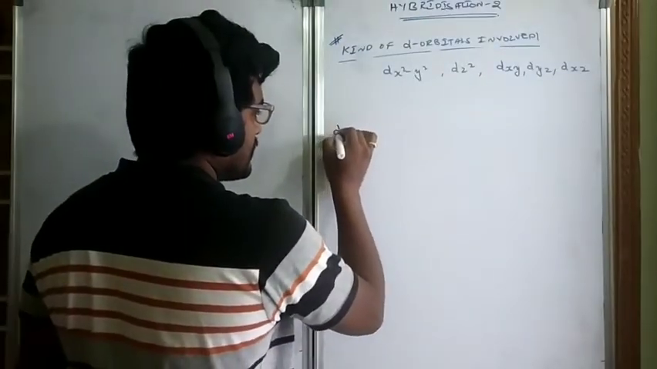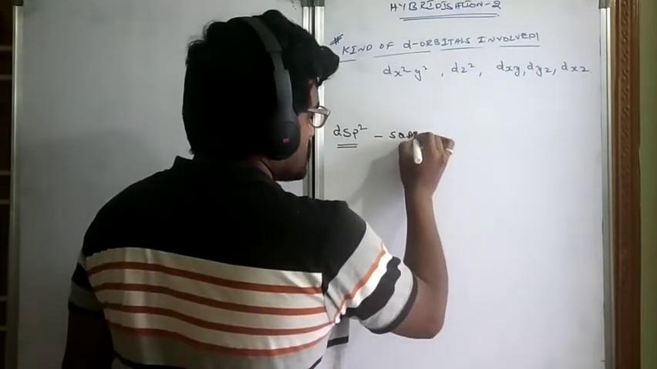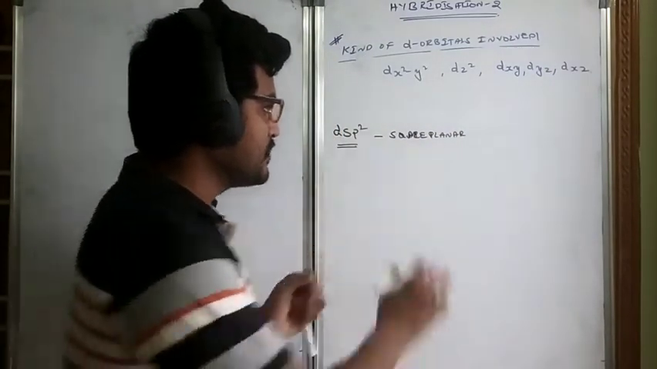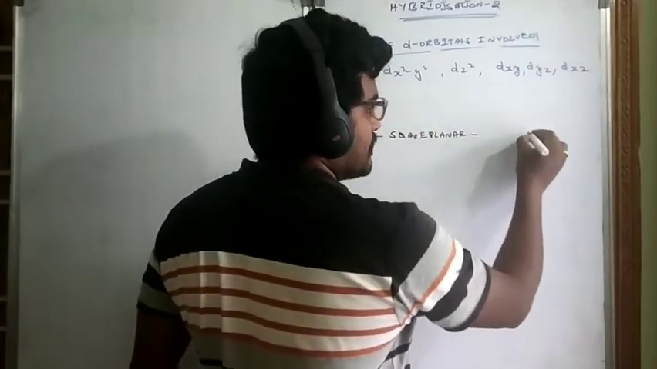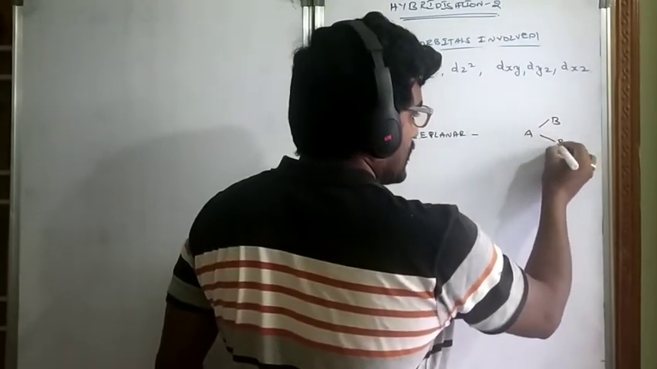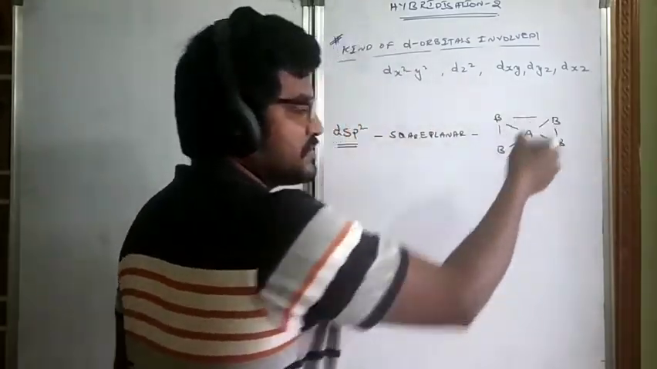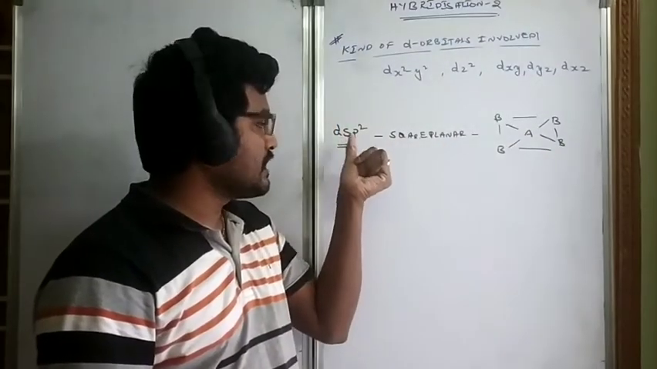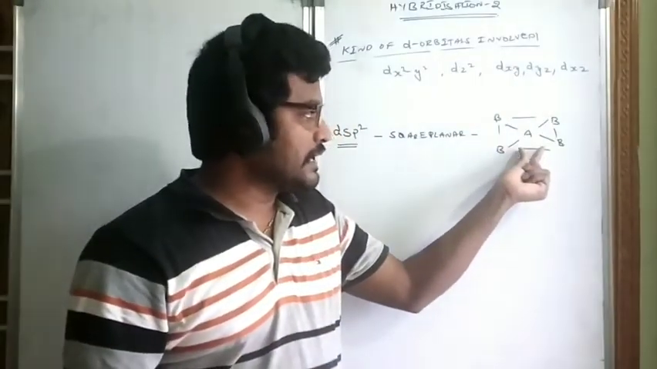When you take dsp2 hybridization, this gives a square planar complex. For example, take a molecule AB4. A will be in the center of a square and all the B atoms will be surrounding it. How do they arrange? The orbitals of A, one d orbital, the s orbital and two p orbitals, will combine with one another and arrange the four orbitals into the four corners of a square.